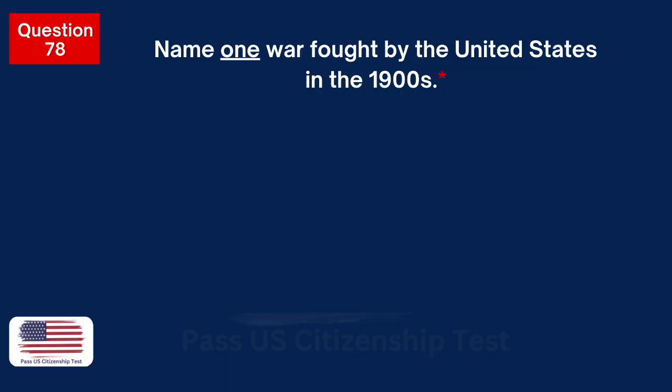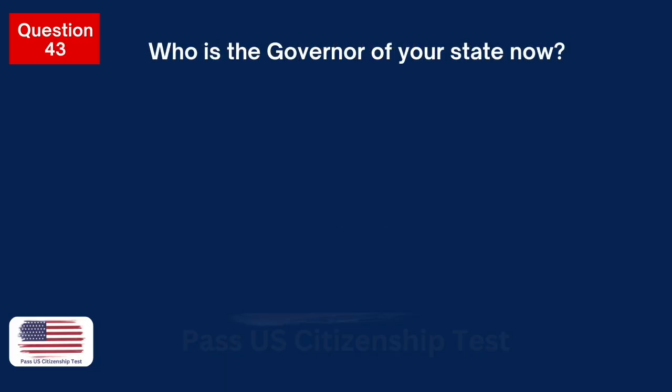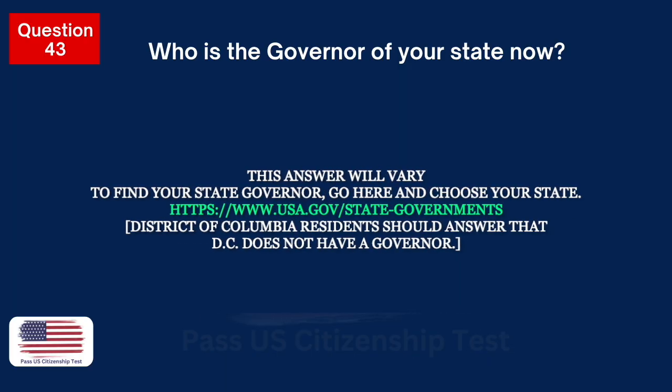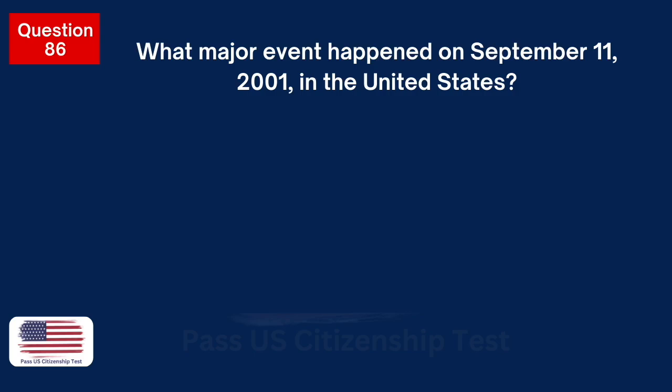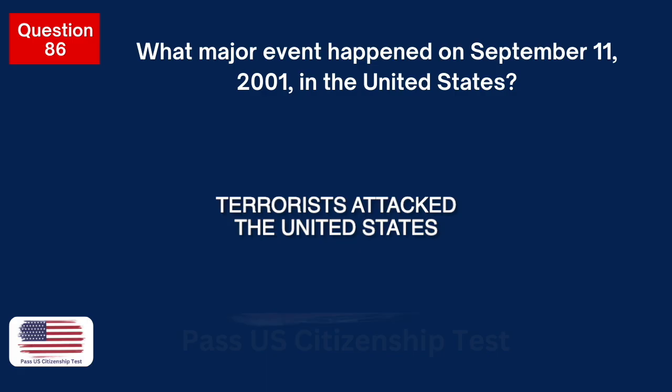Name one war fought by the United States in the 1900s. World War I. Who makes federal laws? Congress. Who is the governor of your state now? What major event happened on September 11, 2001 in the United States? Terrorists attacked the United States.